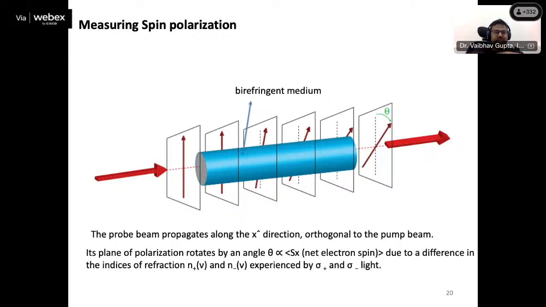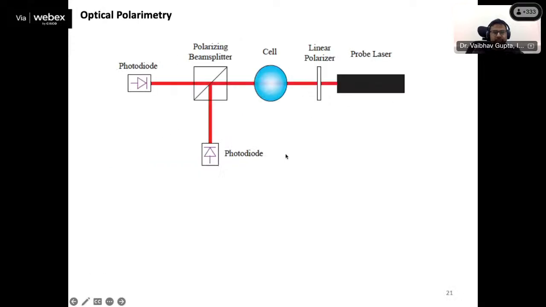So LCP plus RCP is equal to linearly polarized light, and this medium acts as a birefringent medium for LCP and RCP. As I said, you will see that the two different directions have different refractive indices, and because of that, finally there will be a rotation in the angle. That is the basic principle why the probe beam rotates in a particular direction.